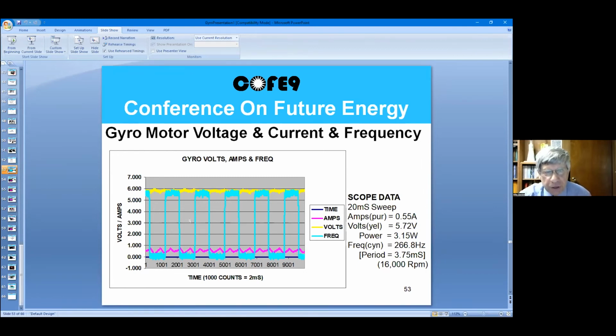Your square wave here, the period on that square wave is 3.75 milliseconds, which translates to 16,000 RPM. So I can verify that both gyros are up to speed and running per manufacturer spec.